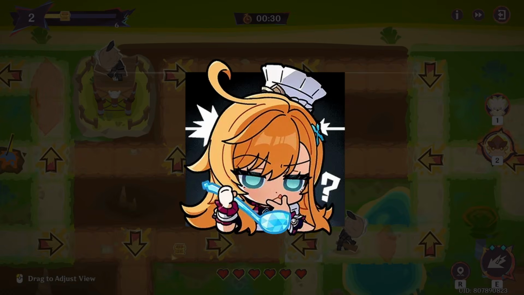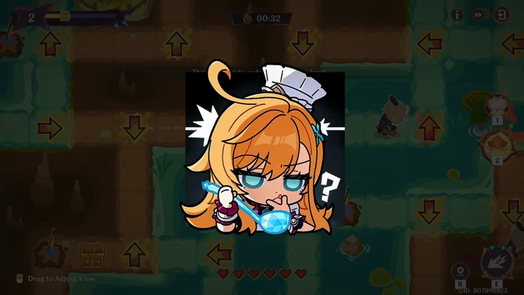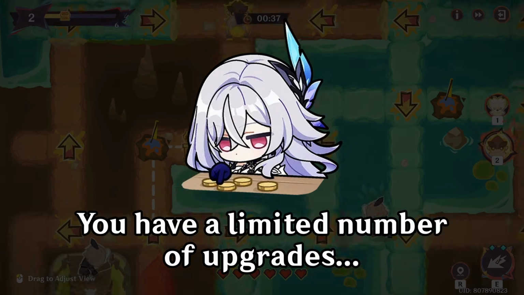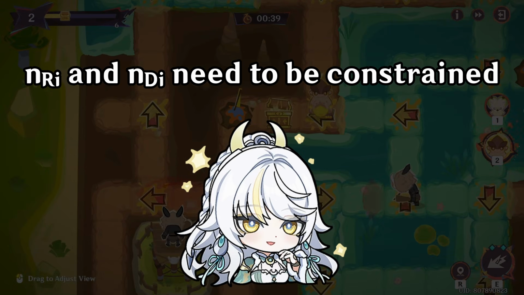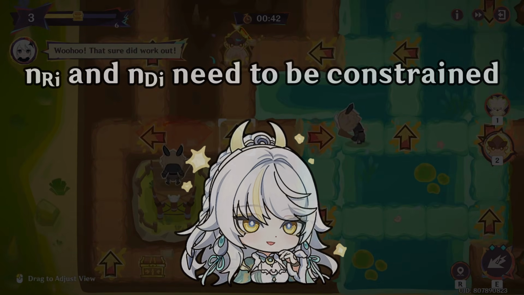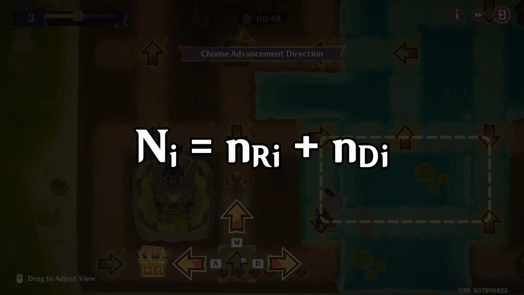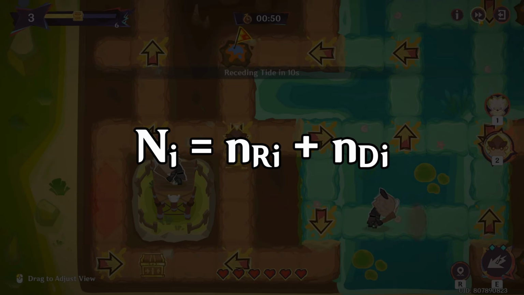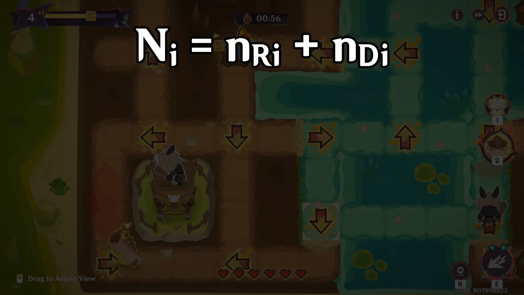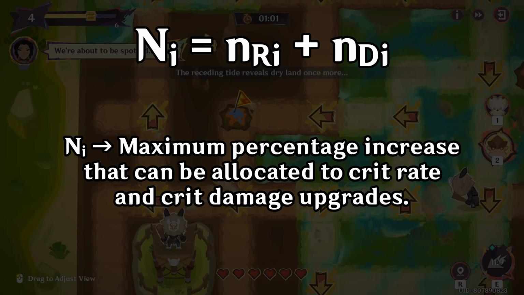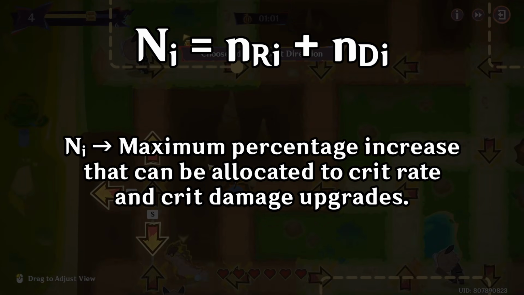There's one last consideration that we need to make, and this is very important. The amount of upgrades that we can do is limited. This means that our multiplication factors are also limited. To embody this condition, I'll introduce a new variable, capital N, which is equal to the sum of the crit rate and crit damage multiplication factors for the ith source. N_i can be understood conceptually as a quantity that represents the current maximum percentage increase that can be allocated to crit rate and crit damage.